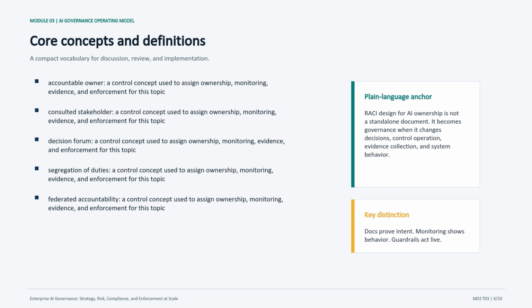Here, I would slow down and make sure the class has shared language. The core concepts for this topic include accountable owner, consulted stakeholder, decision forums, and segregation of duties. These are not academic terms, they are the vocabulary teams use to make decisions together. The plain language anchor is the most important message on this slide. RACI designed for AI ownership becomes governance only when it changes decisions, control operation, evidence collection, or system behavior.